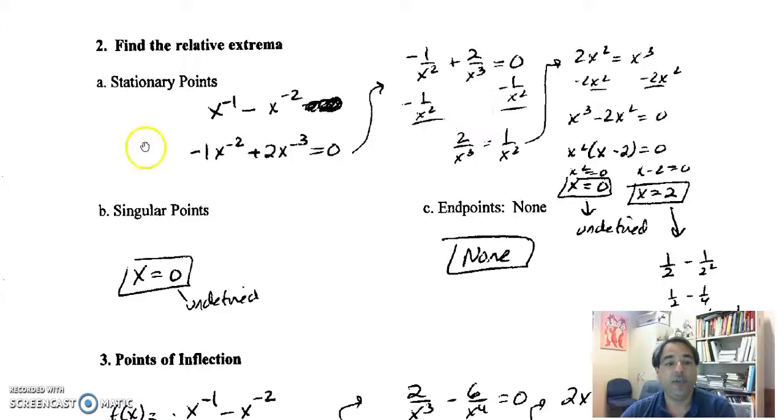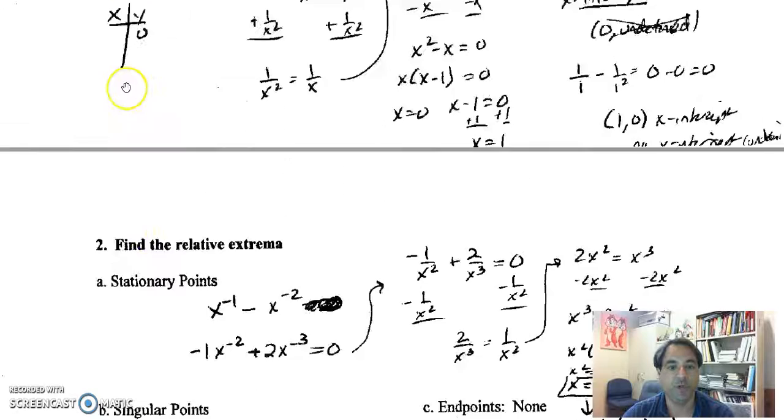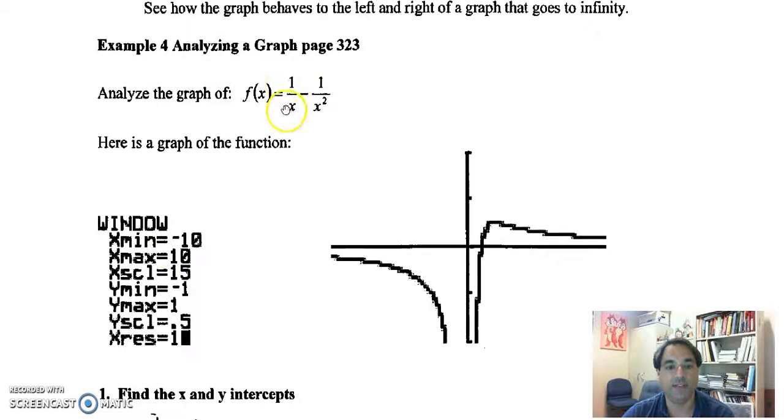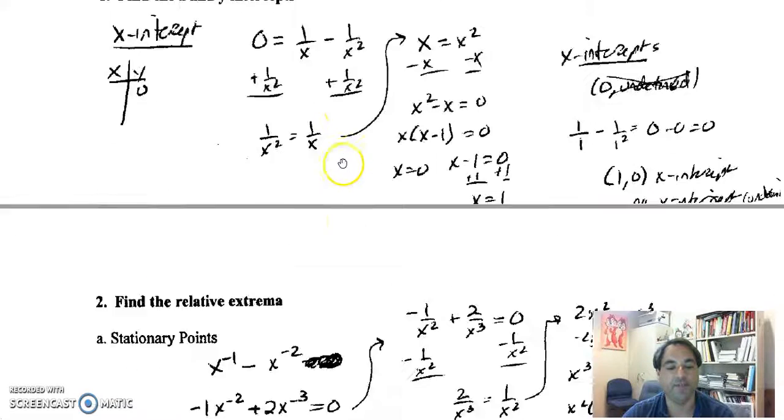So to find the extrema, we're going to go through stationary, singular, endpoints. So stationary, we take the first derivative, set it equal to 0. So we can rewrite 1 over x as x to the negative 1, minus, we can rewrite 1 over x squared as x to the negative 2.